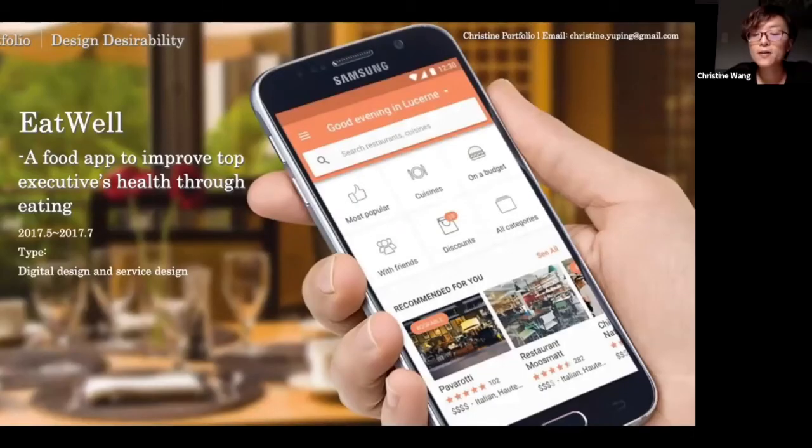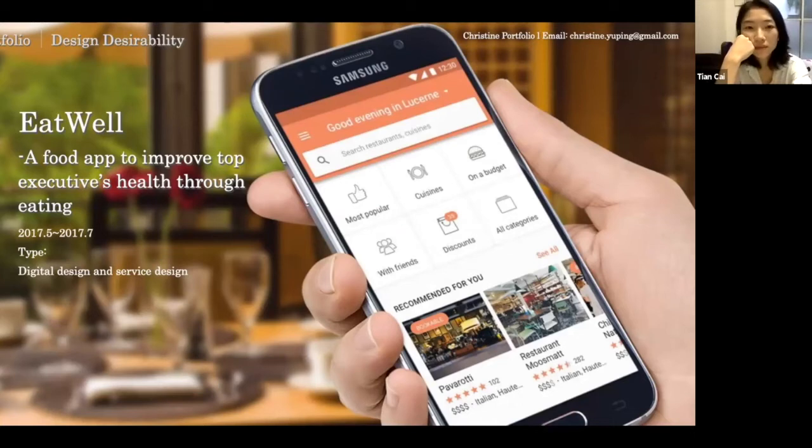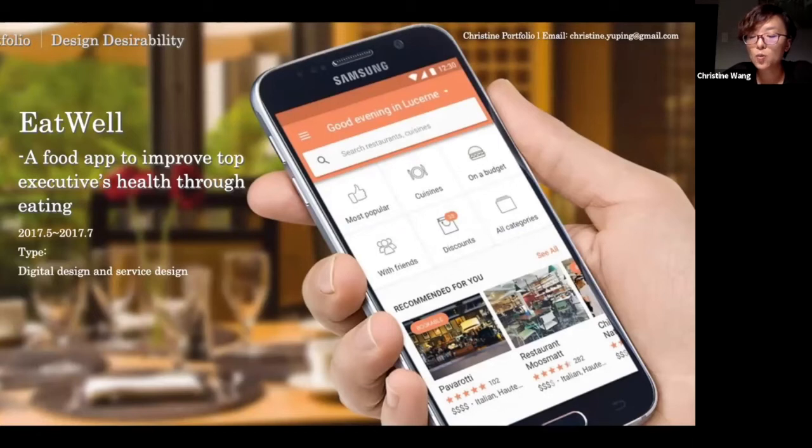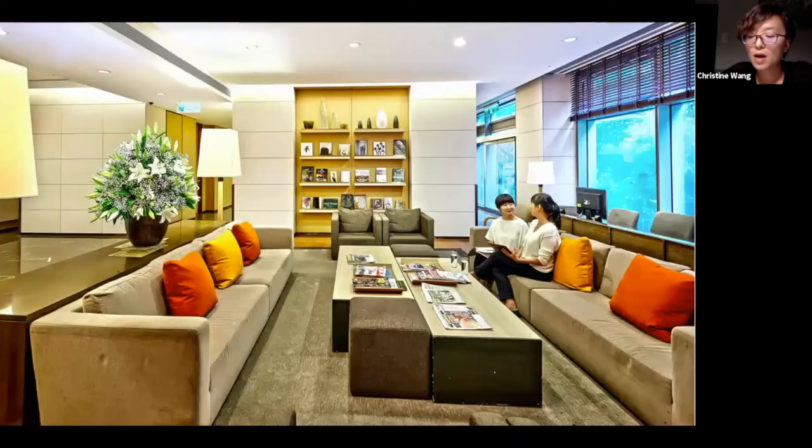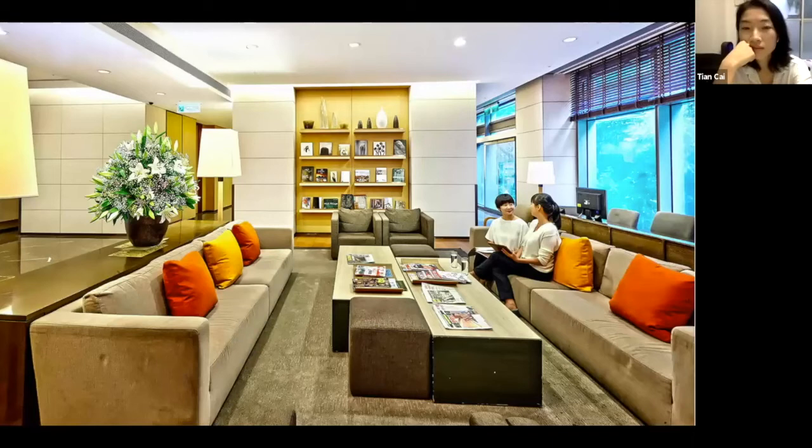Eatwell is a food app to improve top executives' health by giving them restaurant and food suggestions. The client came to us because they found in the test of their existing service that very few executives wanted to use it, and if they did, the dropout rate was high. The original service sells the executives the service in the health center when they receive their health check result. A dedicated nutritionist will give them food and restaurant suggestions based on their weekly health conditions. The insight we discovered actually changed the design direction.